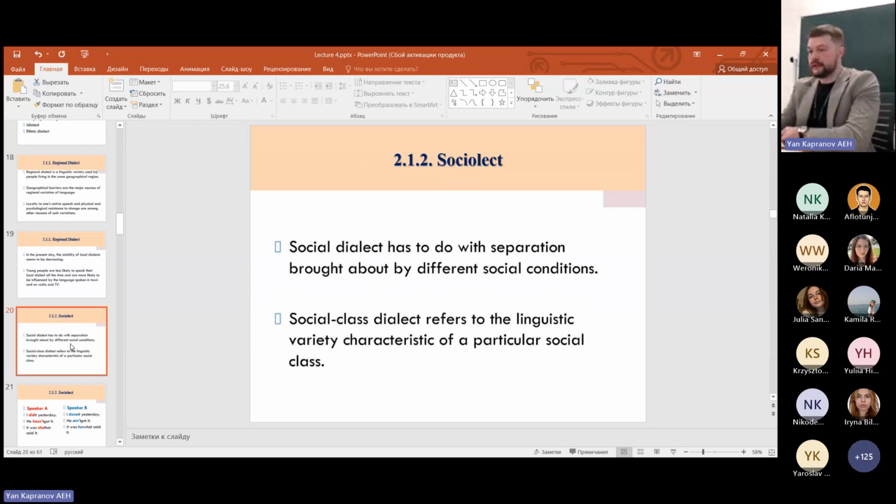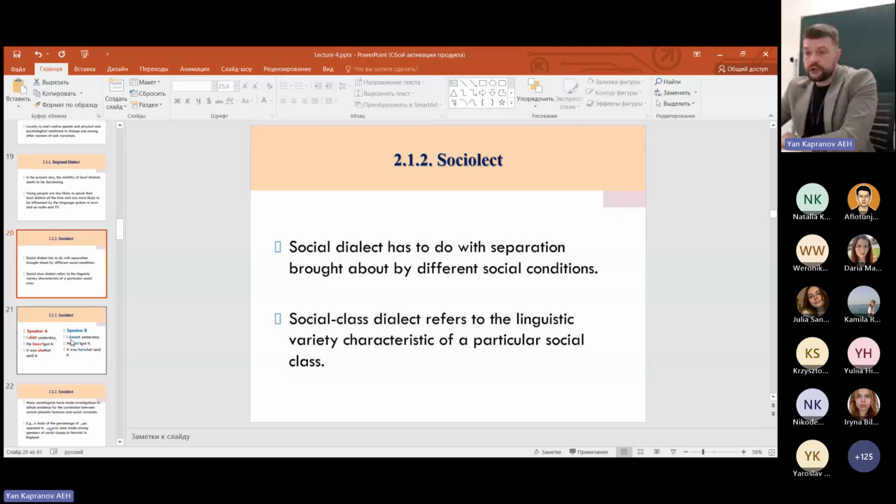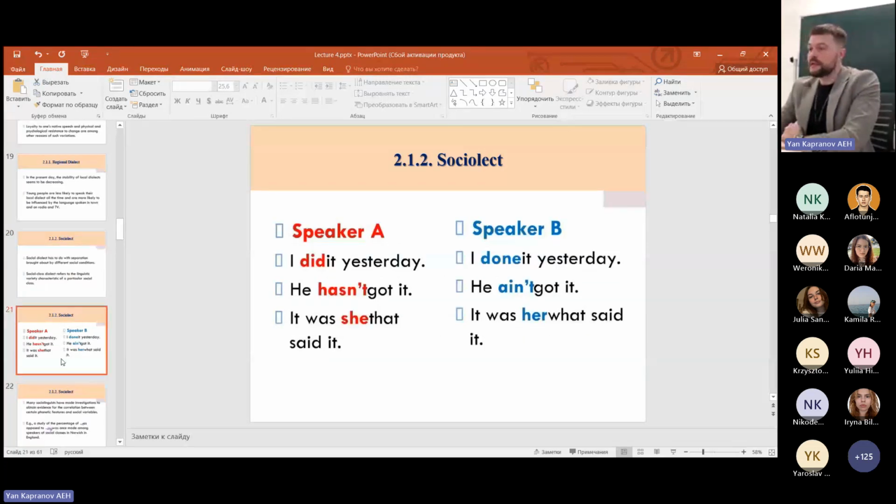Speaking about the social dialect, social dialect has to do with separation brought about by different social conditions. Social class dialect refers to the linguistic variety characteristic of a particular social class. I'm going to give you some examples of the social dialect. Speaker A and speaker B, you can see on the slide. Speaker A: I did it yesterday; speaker B: I done it yesterday. The second one: he hasn't got it, he ain't got it; and it was she that said it, it was her what said it.